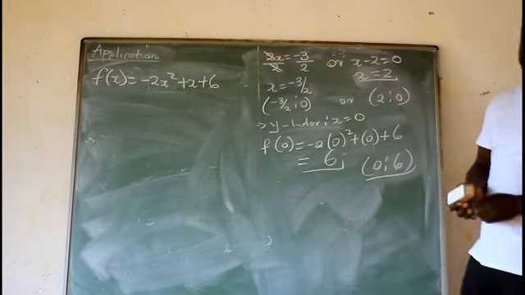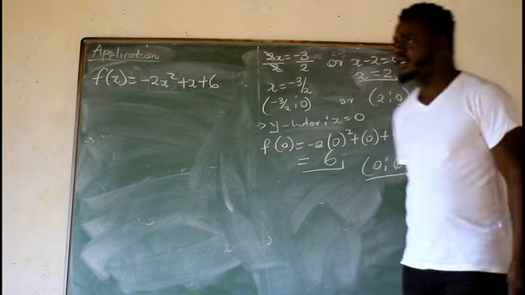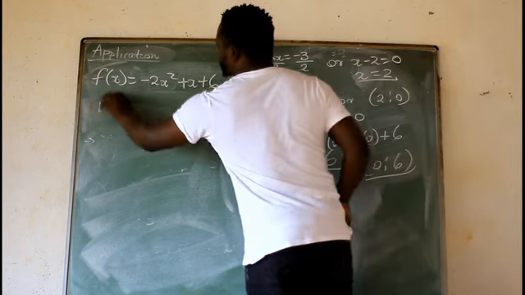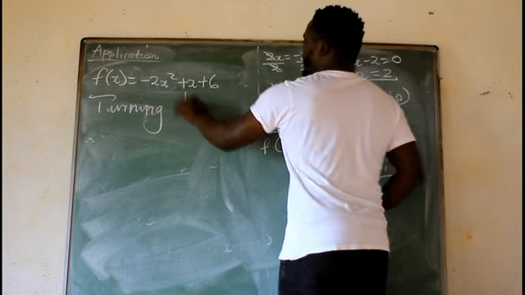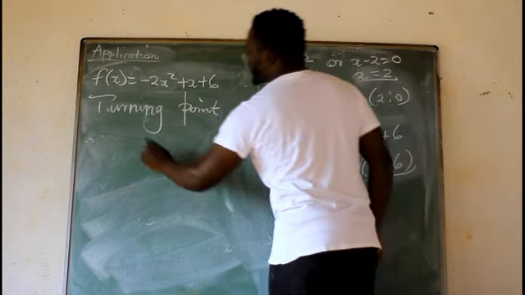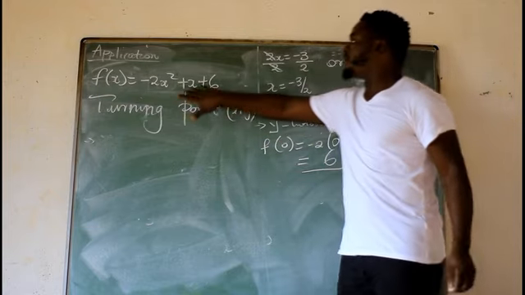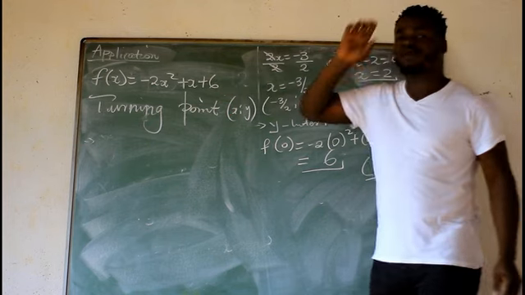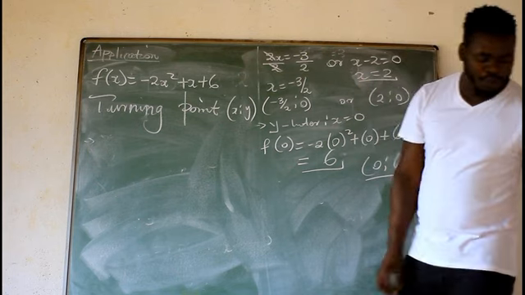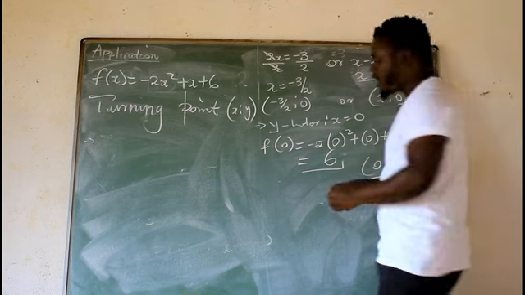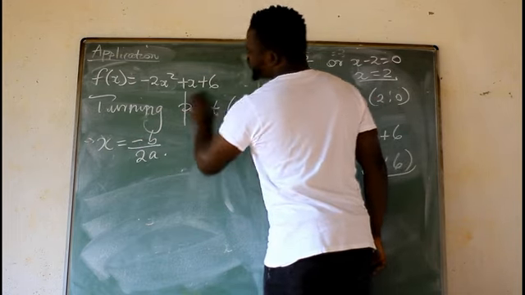Let us find the turning point of this graph. You cannot draw the graph of a parabola if you don't have the turning point. If you check, this type of equation is in the form of ax squared plus bx plus c. Now, how do we find the turning point on that type of graph? We are going to say x equals minus b over 2a.